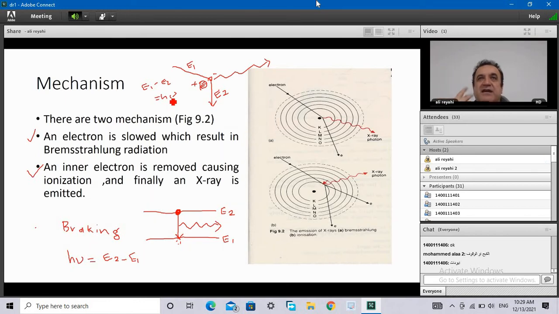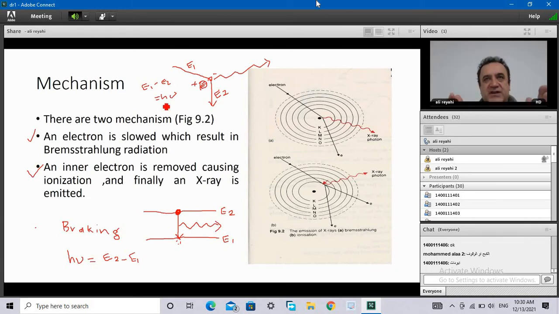Okay. So if I ask you, please tell me how many types of X-ray we have, you tell me that we have two types of X-ray. First, an X-ray with continuous spectrum. Continuous spectrum means that we have a bundle, a package of X-ray photons of electromagnetic radiation with continuous spreading of energy with no interruption.